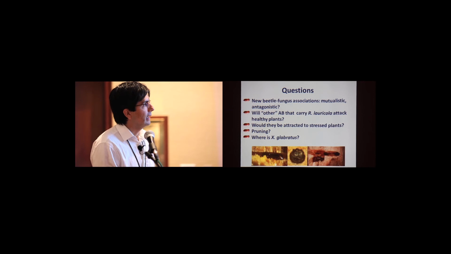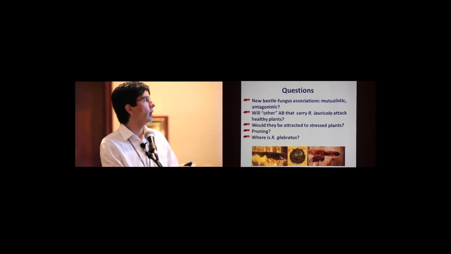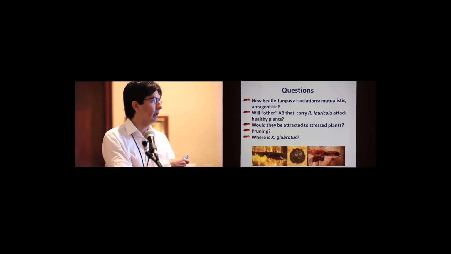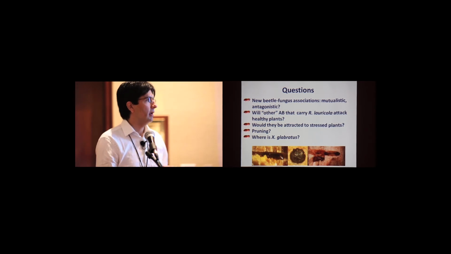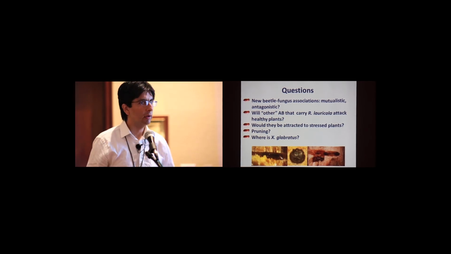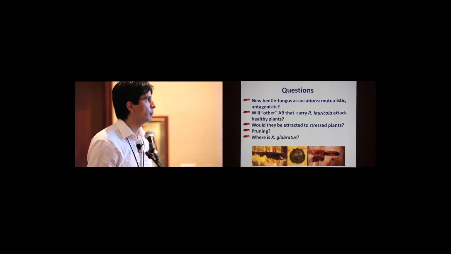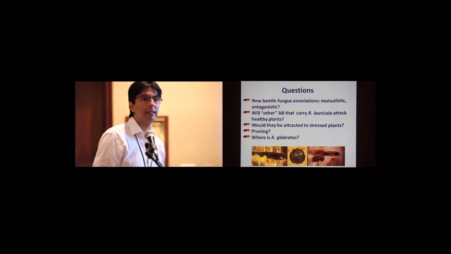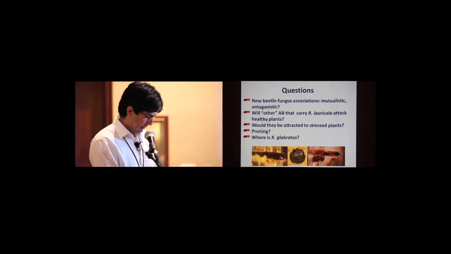underway. Would they be attracted to stressed plants? We are working on avocado production, a commercial setting, where plants are subject to a lot of stress. We demand from those plants to produce a lot of fruit. Also, what will be the effect of pruning, which is a common practice in Florida? And also, where is Xyleborus glabratus? Are we going to find it in the commercial groves or not? And with that, I finish.